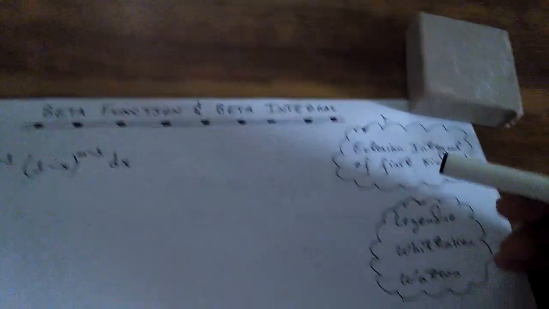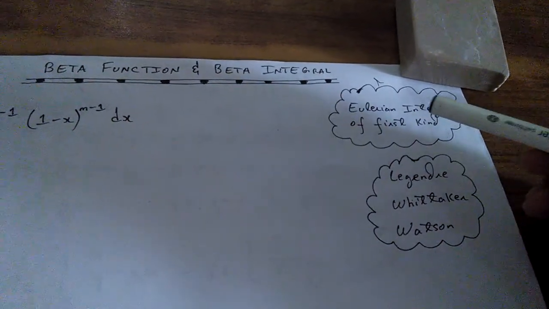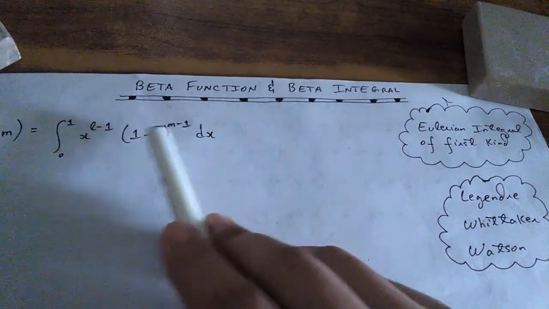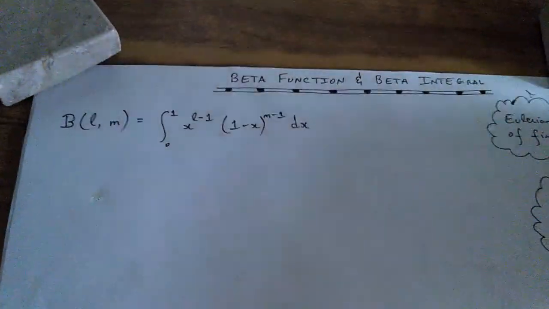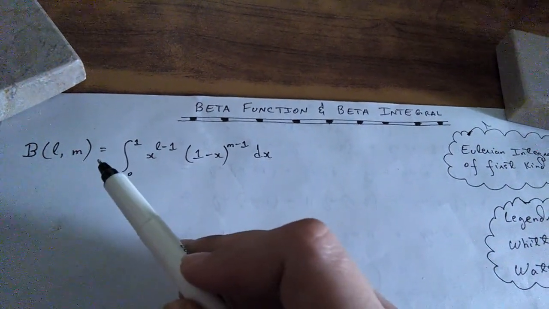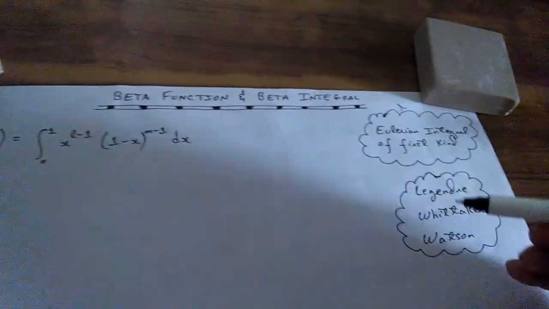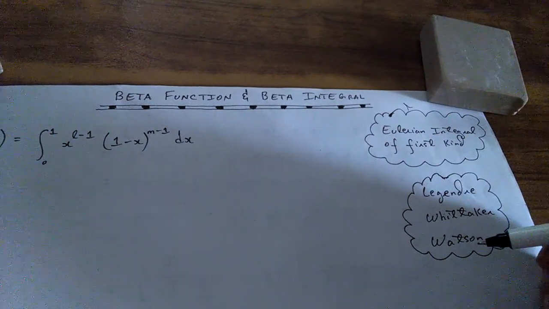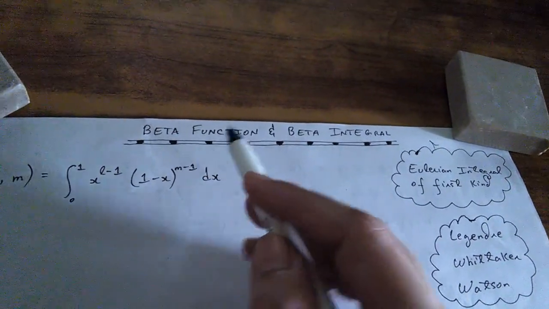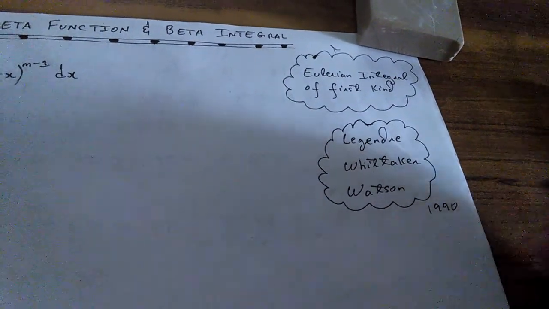Later on in the 1990s, these three mathematicians, Legendre, Whittaker, and Watson, named this Eulerian integral of the first kind the beta function of these two real numbers, L and M, which are positive indeed. So that's how you can understand that the beta function is the interpretation of the Eulerian integral of the first kind, and this name beta was given to this integral by these three mathematicians. That's the reason why this integral later became famous as the beta integral, and this is something that happened in the 1990s. Okay, so that's it.